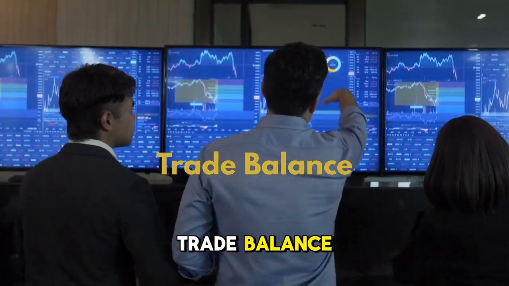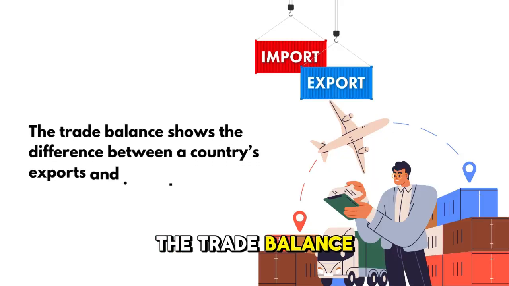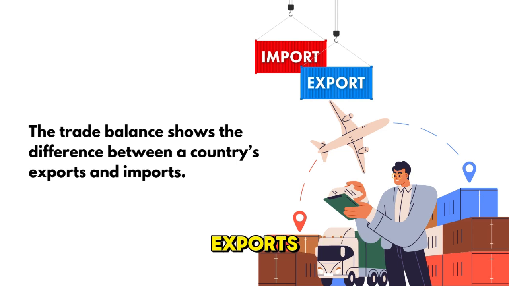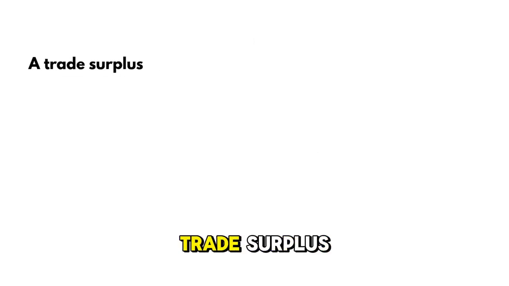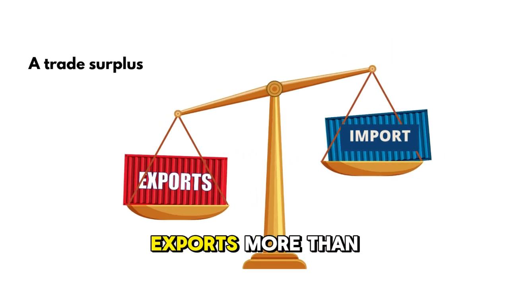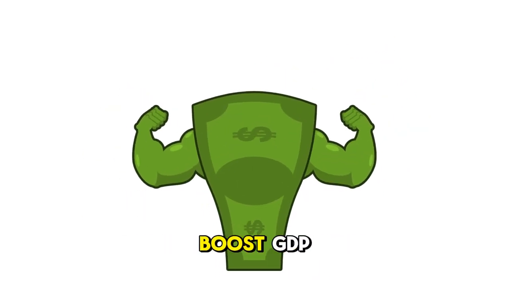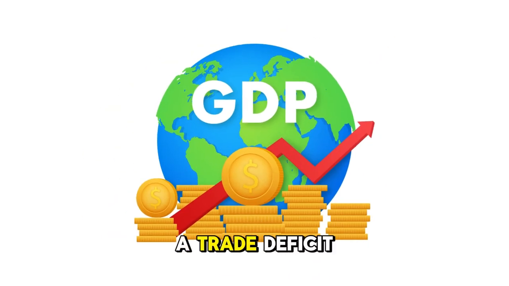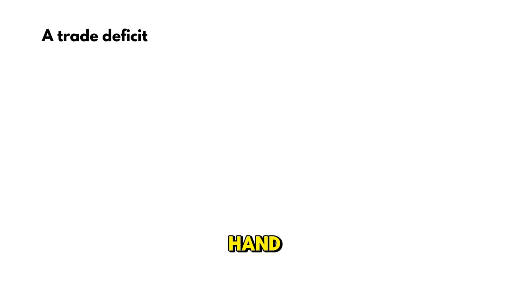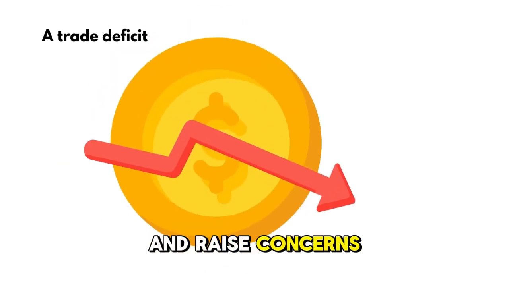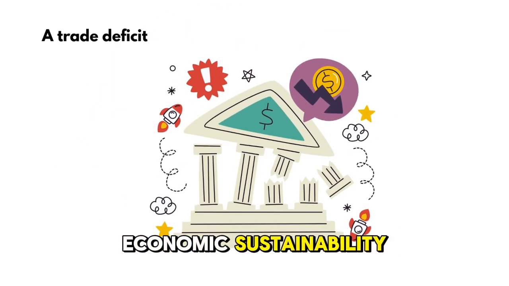Trade balance. The trade balance shows the difference between a country's exports and imports. A trade surplus means a country exports more than it imports, which can strengthen its currency and boost GDP. A trade deficit, on the other hand, can weaken a currency and raise concerns about long-term economic sustainability.